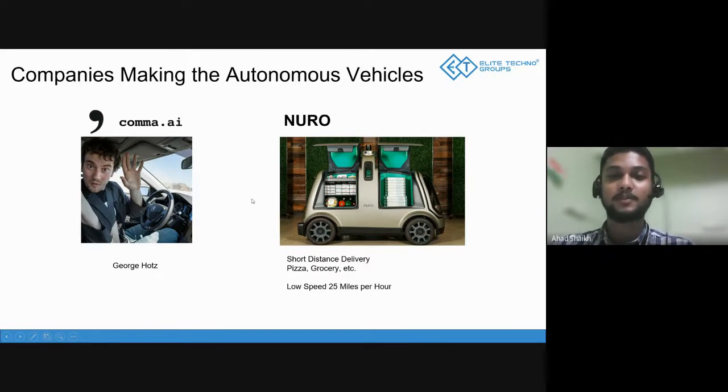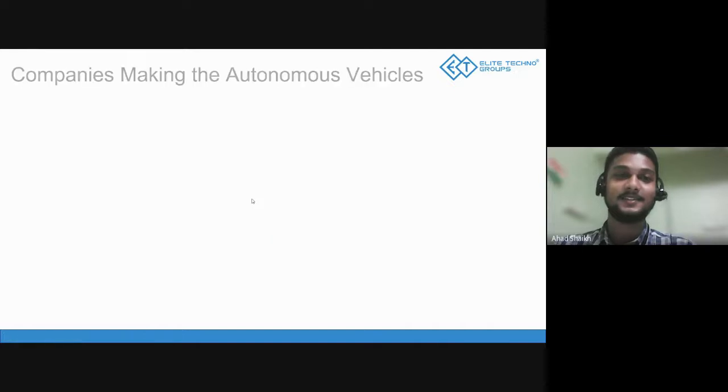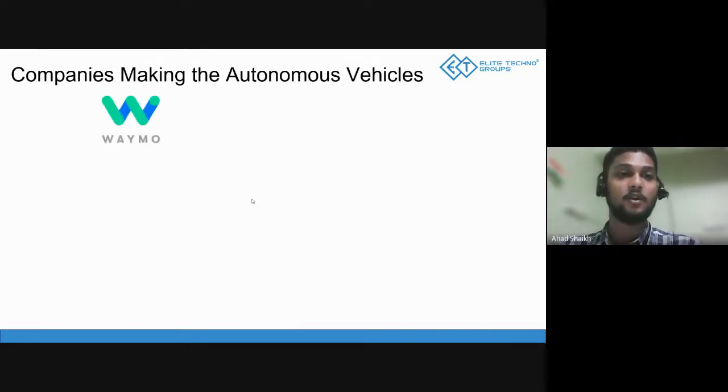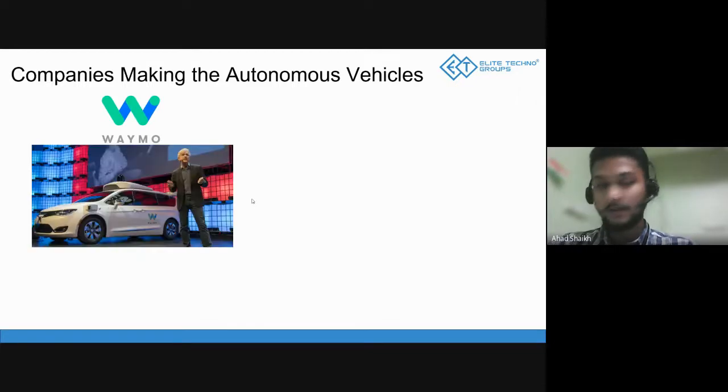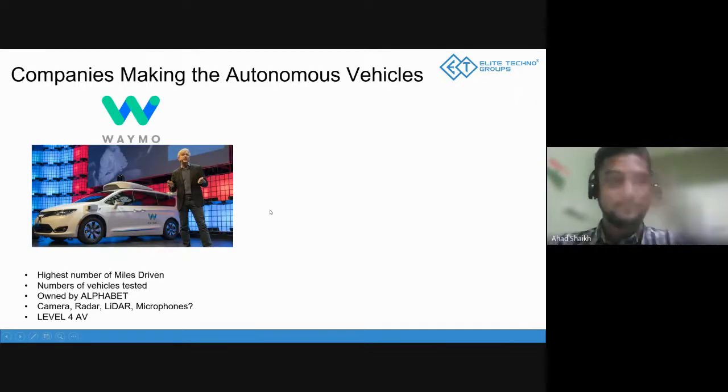Now we will talk about some giants in this race. There is one company which is way ahead in technology, called Waymo, and Waymo have built completely driverless vehicles till now. What advantage they have is that they are owned by Google.